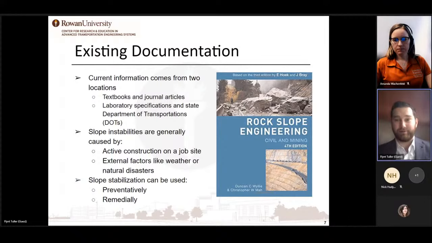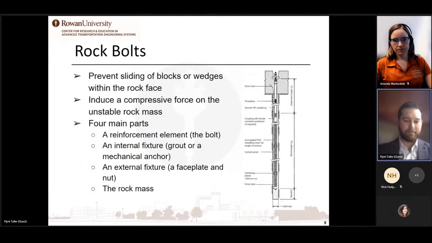Now, moving into the next stage, we're going to be talking about our design guidance. The outline of this report also follows the outline of the Geotech Tools catalog, so a lot of these same categories can be found there as well. The first one I'm going to speak on is rock bolts.